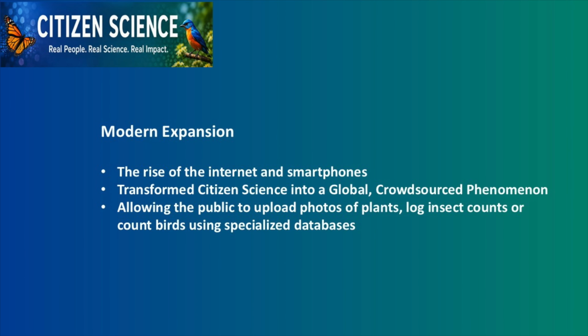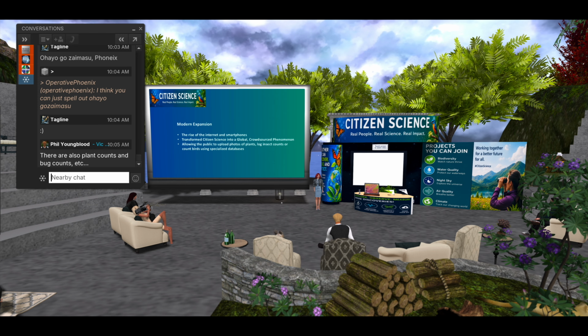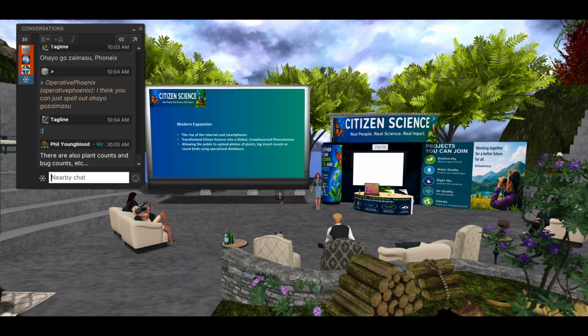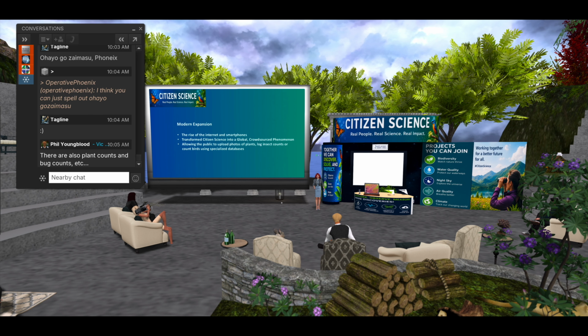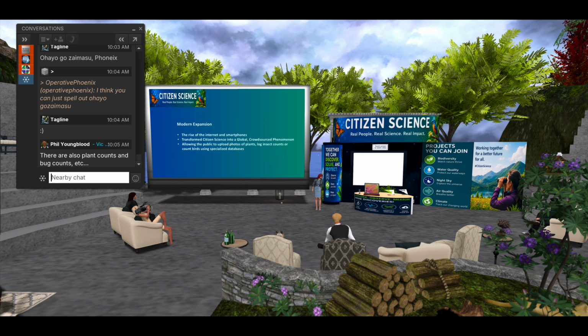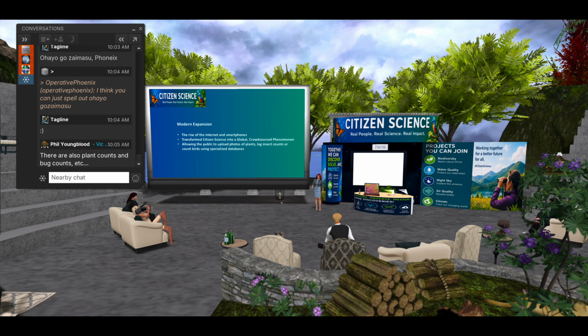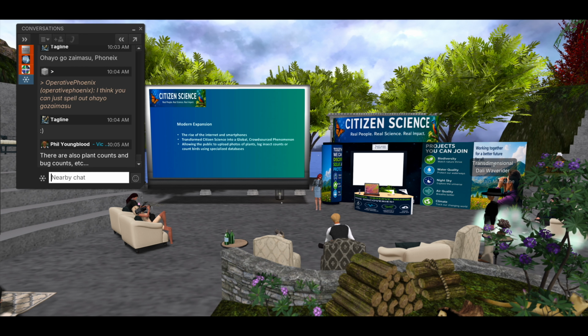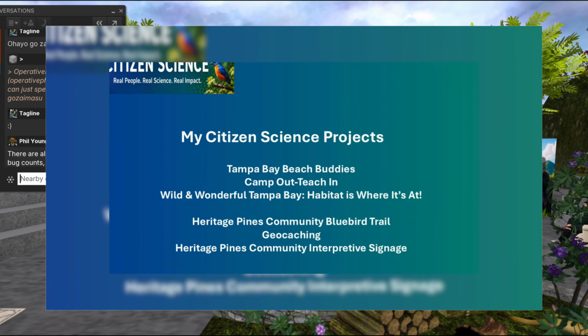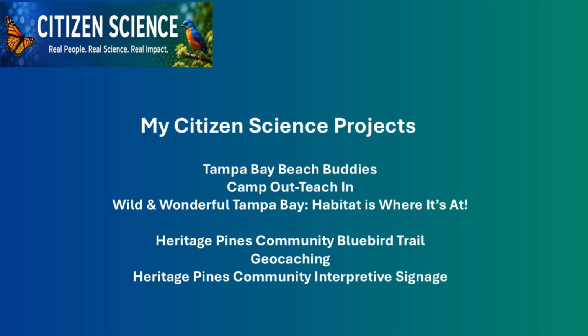The rise of the internet and smartphones brought a modern expansion of citizen science, transforming it into a global crowdsourced phenomenon, allowing the public to upload photos of plants and log insect counts or count birds and a variety of other types of research. They uploaded them to specialized databases that you can find on the internet. As for my science projects, the first three were at the university, the last three in my retirement, and I'm going to go over those quickly.